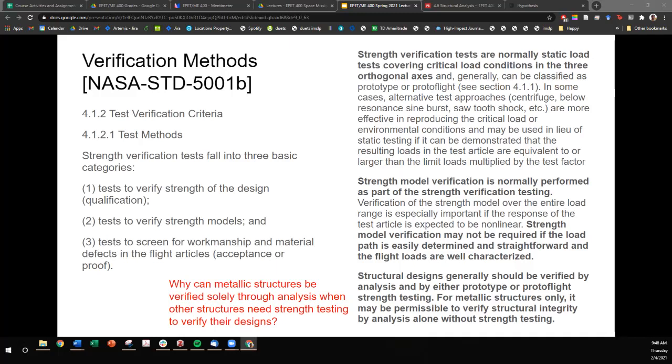So the tests that you can conduct fall into 3 basic categories. Tests to verify the strength of the design, so qualification. You can think of physical tests. Tests to verify strength models. You can think of this as math models. And then tests to screen for workmanship and material defects in the flight articles. This is more a quality assurance thing in the manufacturing or while you're doing acceptance or proof.